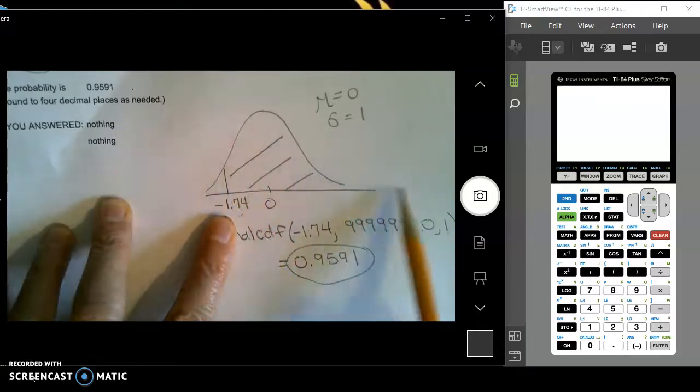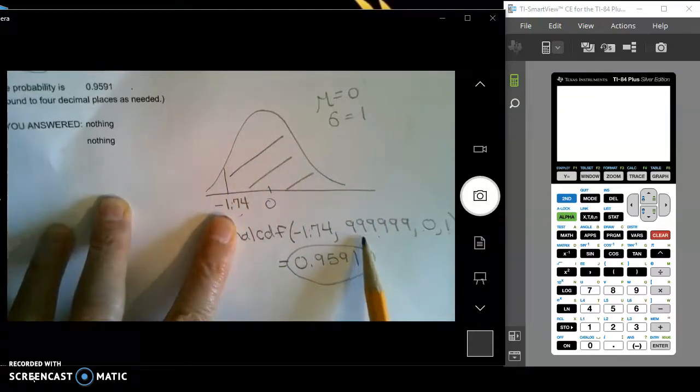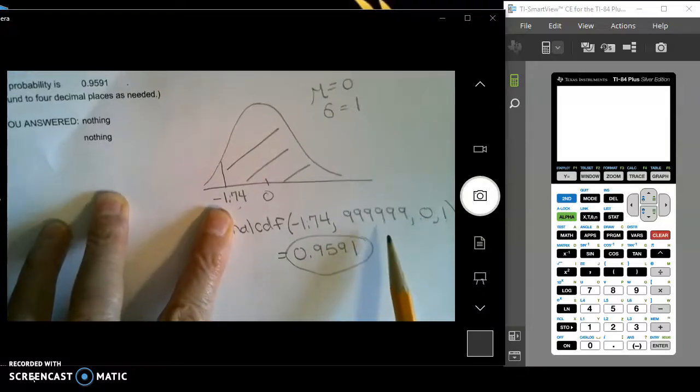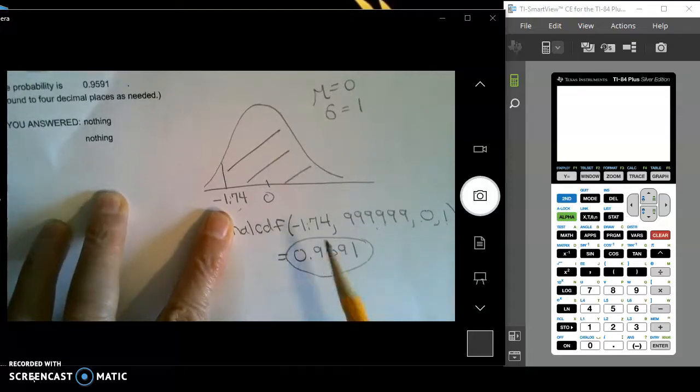Since we don't have infinity in our calculator, we have two options. We can either put a really large number, which the book does 6 nines, or the other option is E99. Either way, whichever way you prefer. So this is my low, this is my high, this is my mean, this is my standard deviation.